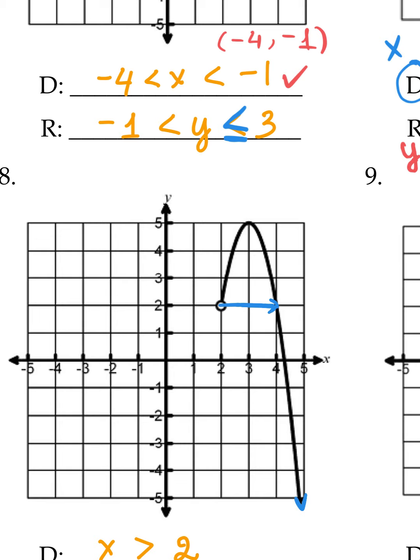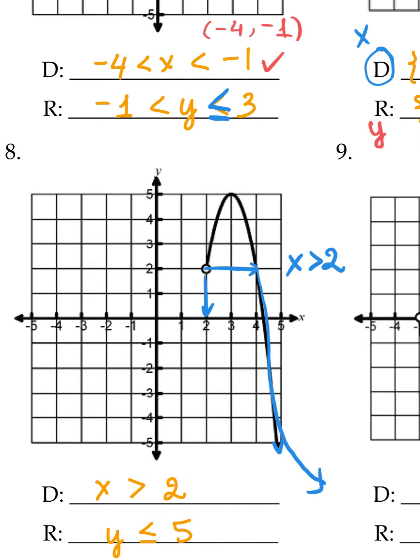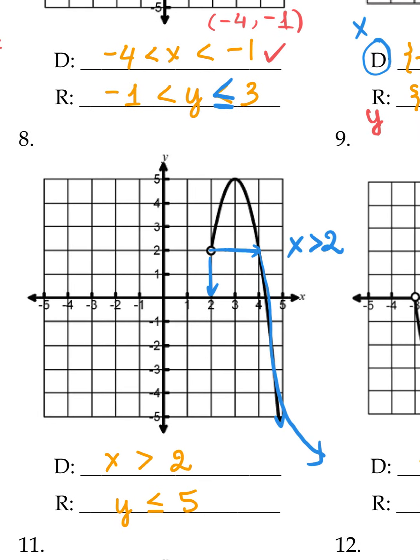Somehow it's stopping right here. However, do you see this x just keeps extending more and more? So that means x will be greater than 2. X greater than 2. And because it's an open circle, we just need to leave it at greater than 2. We don't need the equal one.